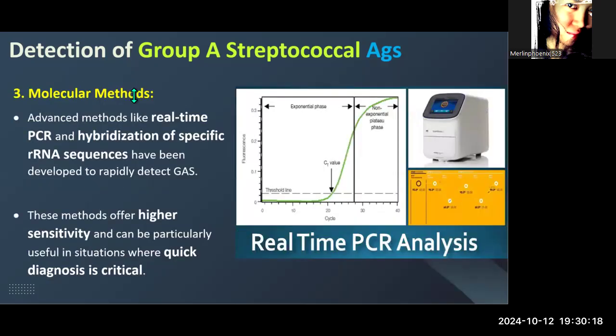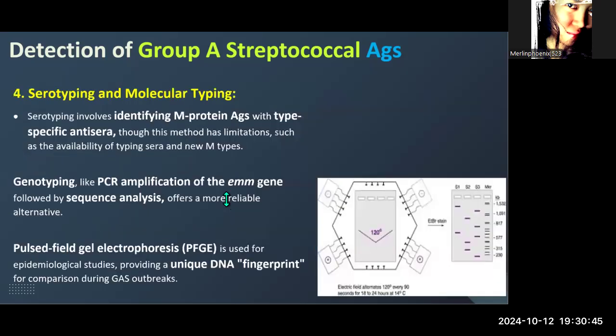Now we are on the molecular methods for detecting GAS antigens. Advanced methods like real-time PCR and hybridization of specific rRNA sequences have been developed. If it's a molecular method, it's always rapid. These methods offer high sensitivity and can be particularly useful in situations where quick diagnosis is critical.